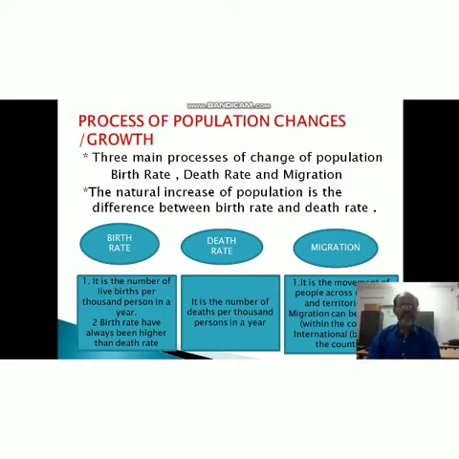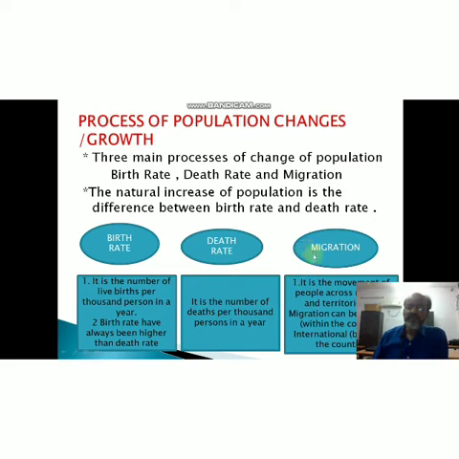Birth rate is the number of live births per 1,000 persons in a year, and birth rate has always been higher than the death rate. And what is the death rate? It is the number of deaths per thousand persons in a year. That means how many people died in 1 year per thousand.